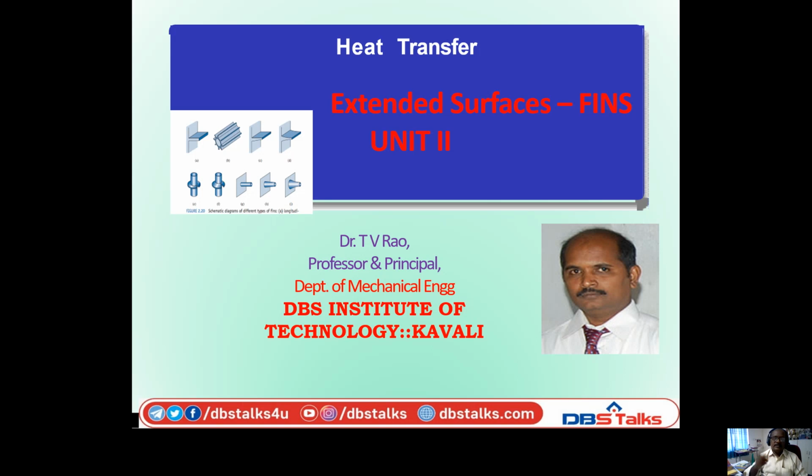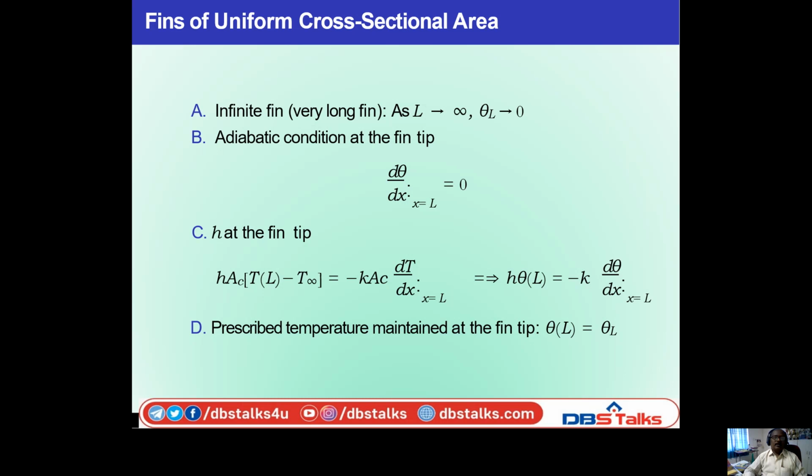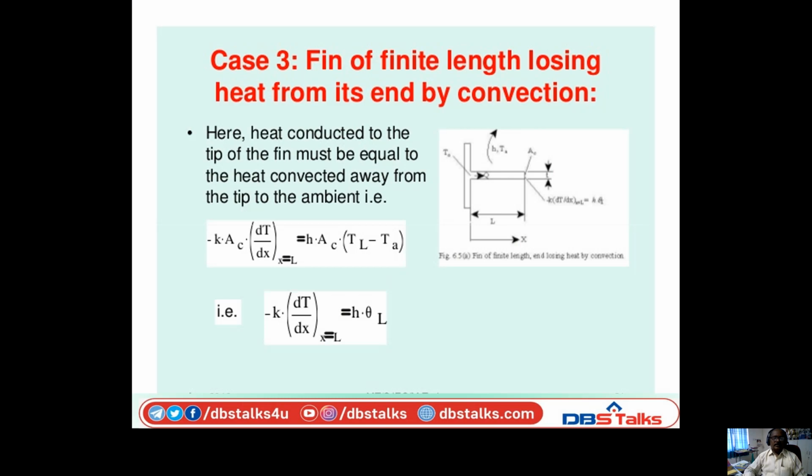Now there is another condition, that is if the fin is finite and from the fin heat is transferred to the surroundings by convection, how to calculate. Today we will see. There are a few cases. Already the first two cases we have covered, and the third case today we are going to discuss. What is the third case? A fin of finite length and heat is transferred from the fin to the atmosphere by convection. So this is the diagram.